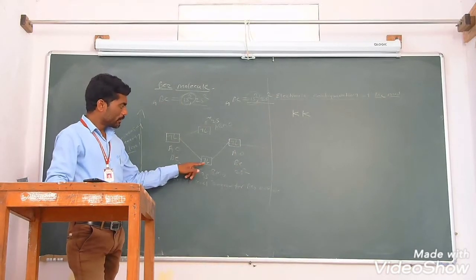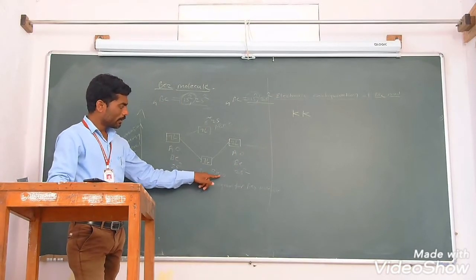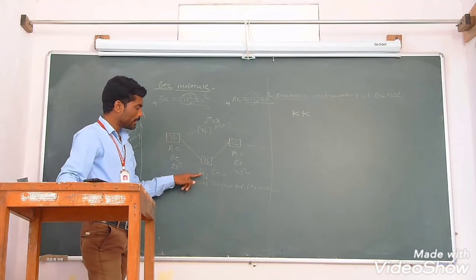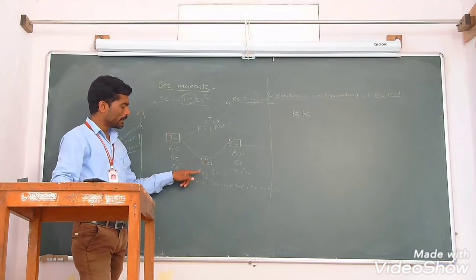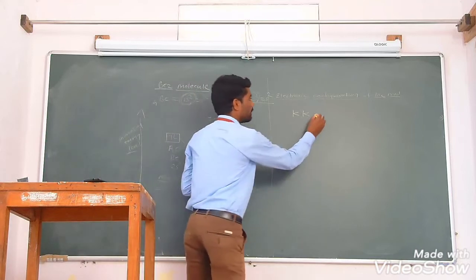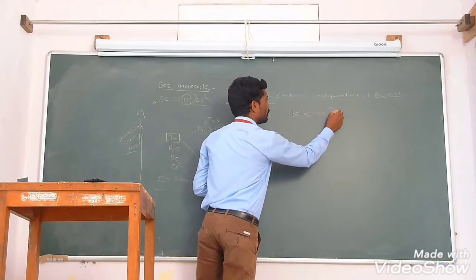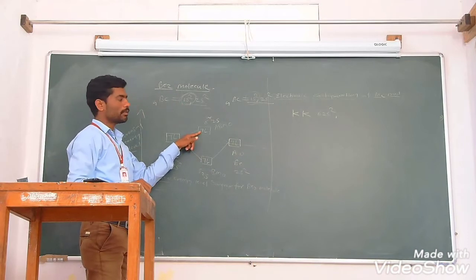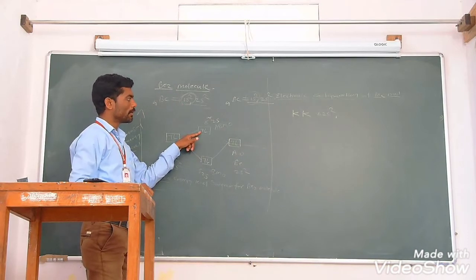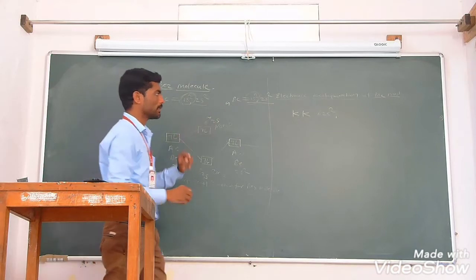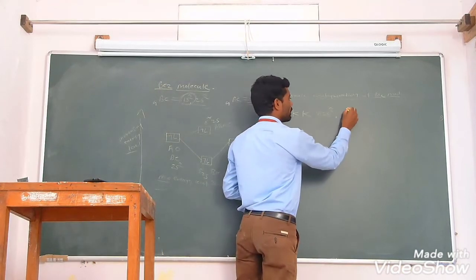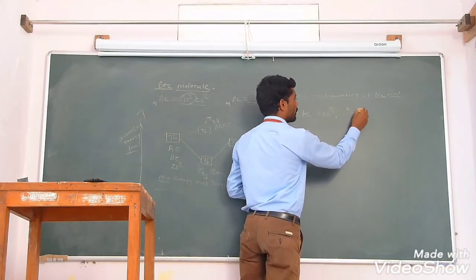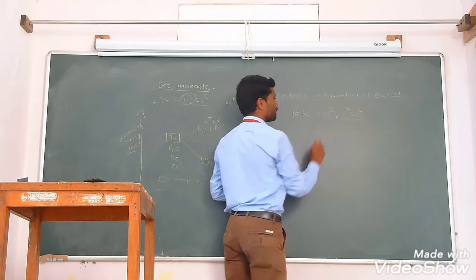And then the next two electrons enter the bonding molecular orbital, that is sigma 2s. Here two electrons are present in sigma 2s, that's why this is sigma 2s2. And the next two electrons enter the antibonding molecular orbital, that is sigma star 2s. This is sigma star 2s2.